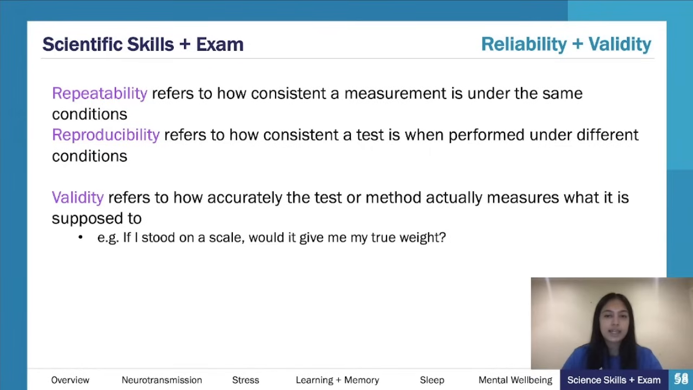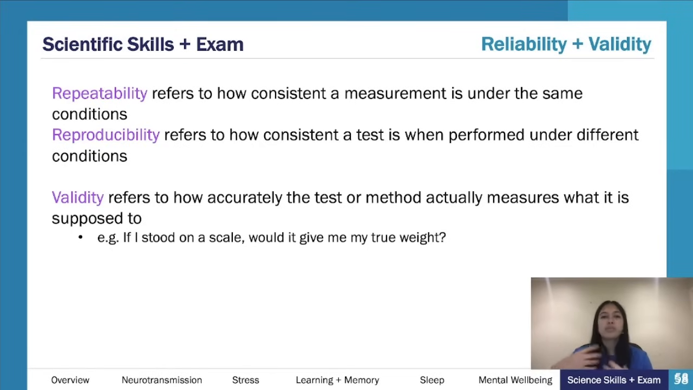And your validity, that refers to basically how robust your experiment is. What that means is, did you actually figure out the relationship between the IV and the DV? Did you figure out what you wanted to figure out? You can refer to equipment like this as an example of that, but in the context of psychology, you're often referring to it in terms of your experiment.